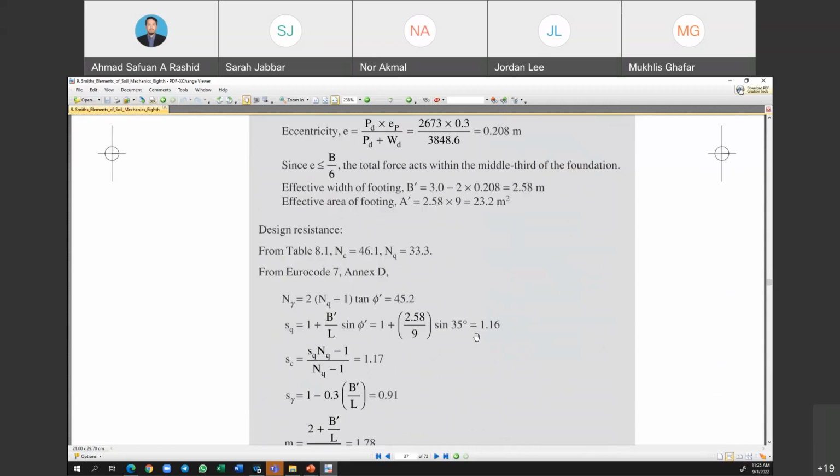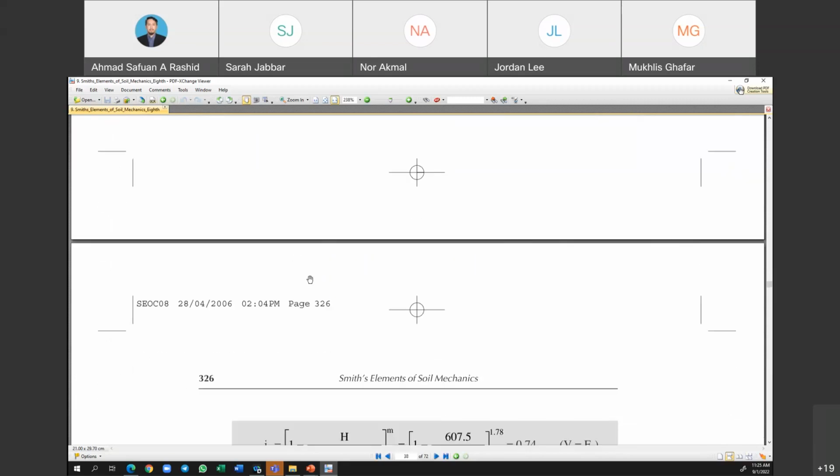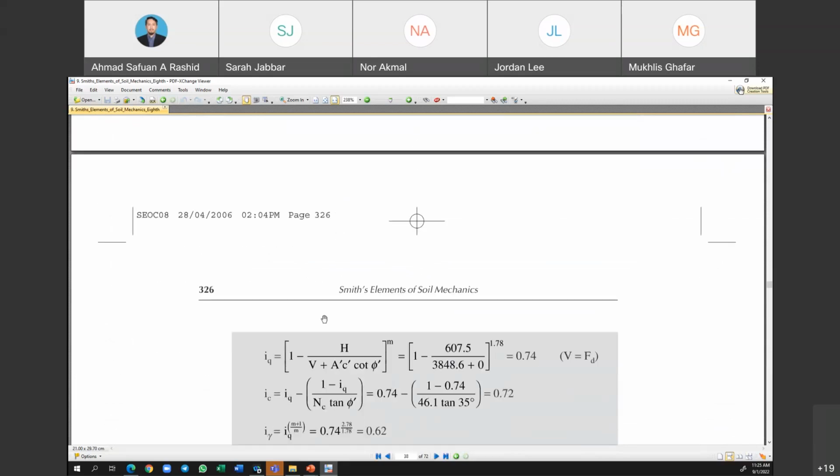Then M, because it happens in one direction only. So then we get the M. Then we include the I value. So then we have here IC. IQ is 0.74.